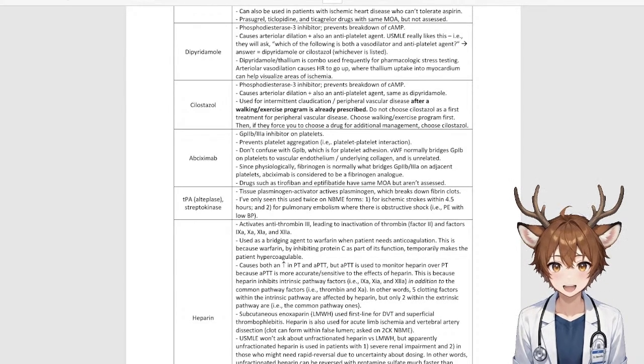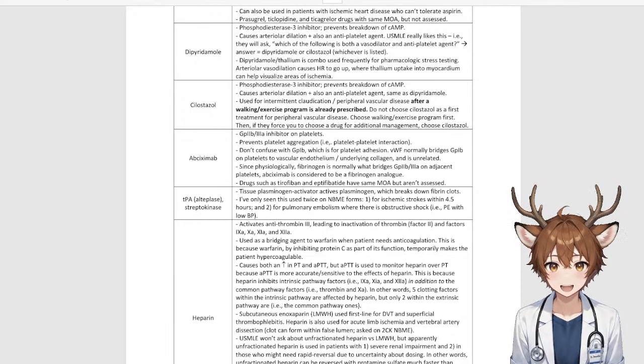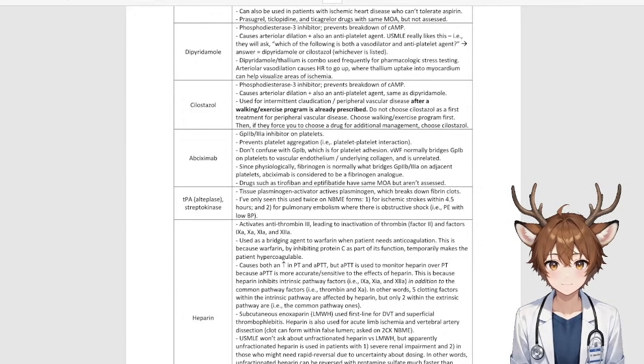So if you have intermittent claudication or peripheral vascular disease, go for an exercise walking program first, but then if you need to choose a drug, choose cilostazol.